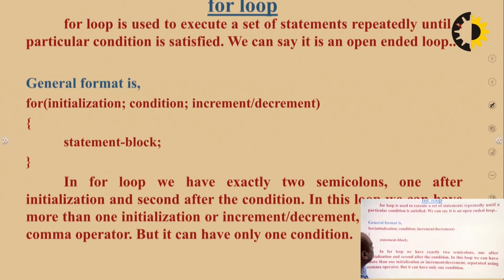So next is our for loop. A for loop executes a set of statements repeatedly until a particular condition is satisfied. We can say it is an open-ended loop. Also, it is a one-statement loop. So initialization, condition, and increment or decrement are in a single statement, and the loop body follows. In a for loop, we have exactly two semicolons, one after initialization and the second after the condition. In this loop, we can have more than one initialization or increment or decrement separated using the comma operator, but it can have only one condition.